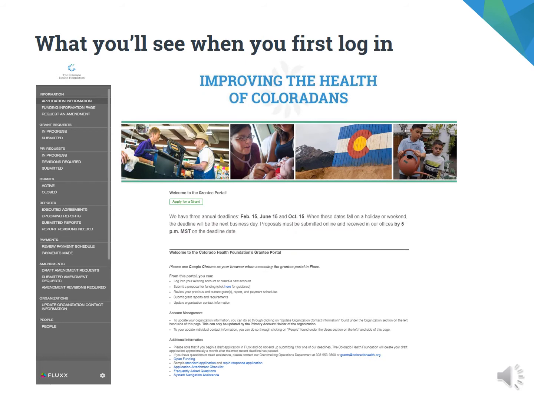When you first log into our grants management system, here's the screen that you will see. Let's take a moment to walk through the available options. The left side of the screen provides a menu of options, and here you can find information about the application process. You'll visit the section called Grant Request to see both in-progress and submitted applications that are associated with your account. You'll also be able to look at both active and closed grants. In addition, for grantees, this is where you'll access reports that are due or have been submitted, review your payment schedule and find information about payments already made, and where you can request an amendment to an active grant. You can also update your organizational contact information here if needed.